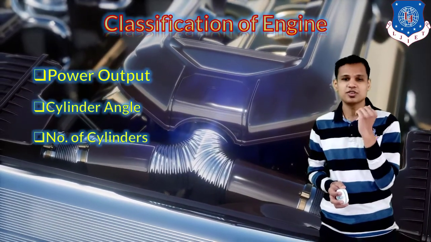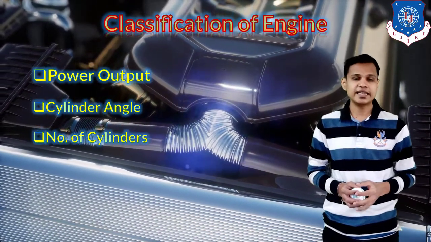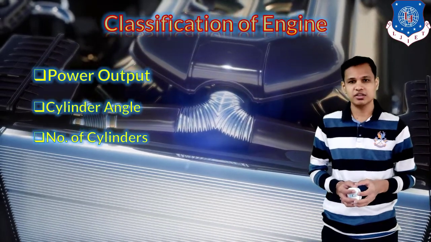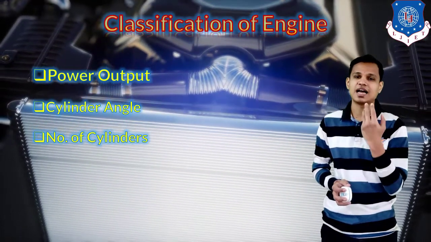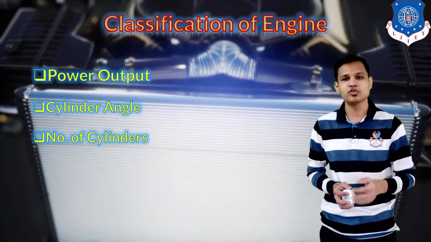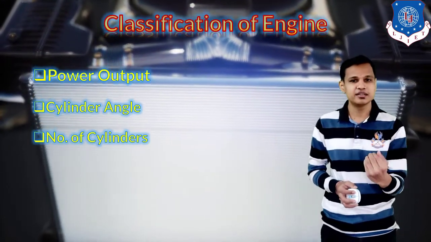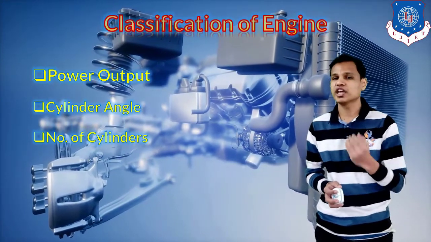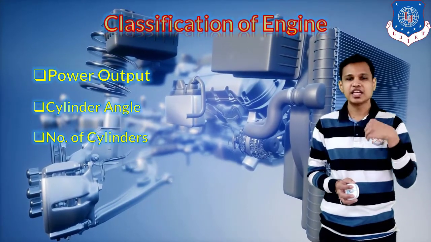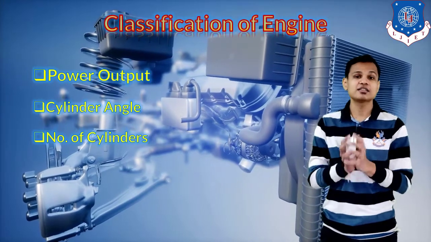Also, there is the number of cylinders. Generally, in the case of 2-wheelers or 3-wheelers, we use a single cylinder engine. But for higher speed or higher output, we might use a multi-cylinder engine, such as 2-cylinder or 3-cylinder, or also a 4-cylinder engine if the requirement of power is higher.